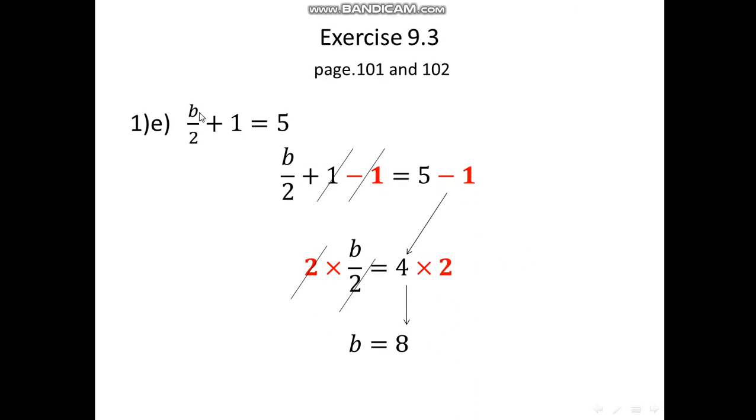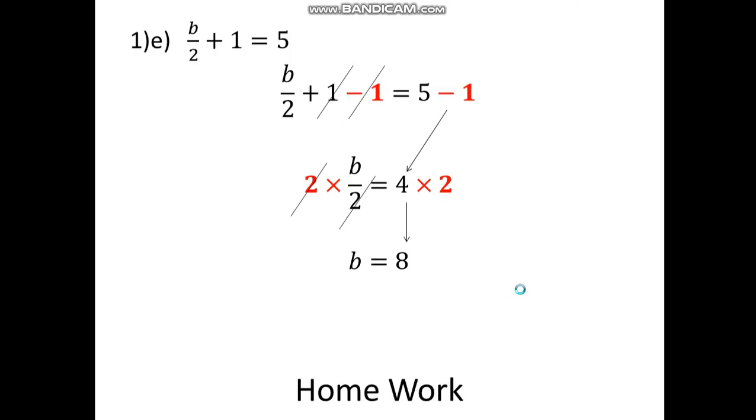This is the same. This is also a combined. Okay, what you do, you get rid of first the plus 1, you minus 1. It eliminates, leaves you with b over 2 equal 5. This is a division. Opposite operation of division is multiplication. So you multiply by 2 both sides. Again, you have b equal 8.